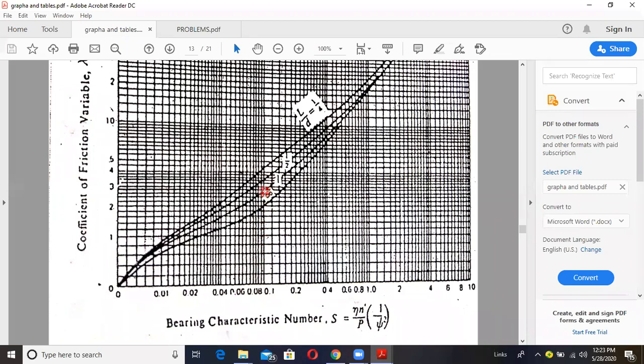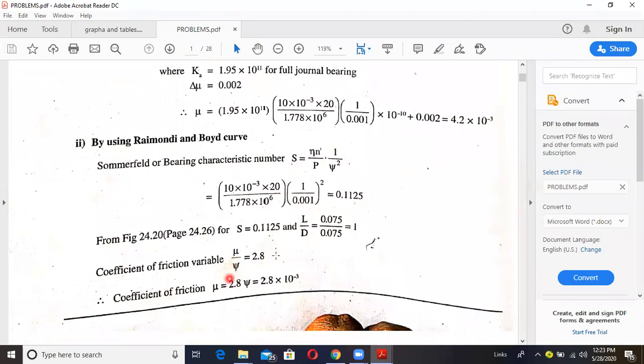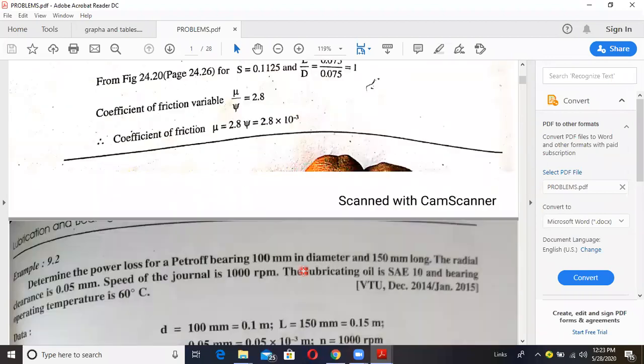So now the second curve it touches. Come towards the left side. Then somewhere you will get here the mu by xi. In between 2 and 3, so 2.8 or 2.7. So therefore we will get mu by xi is equal to 2.8. Now you know the value of xi. Now cross multiply xi, then we will get mu. The coefficient of friction mu is equal to the value we will get after multiplying the xi.